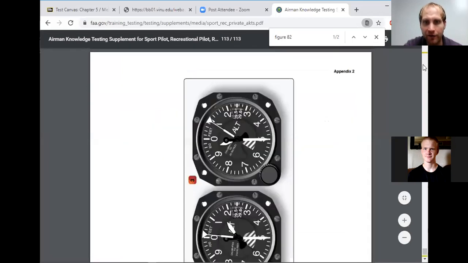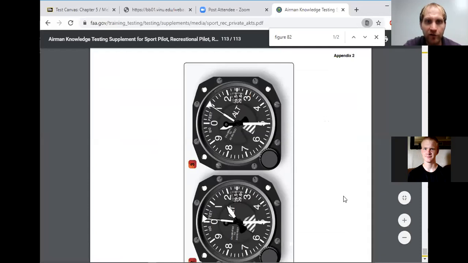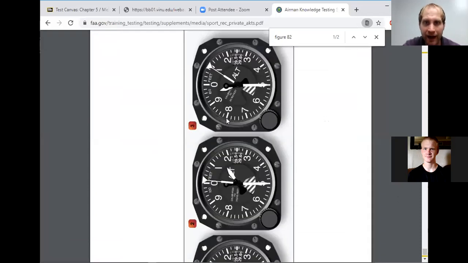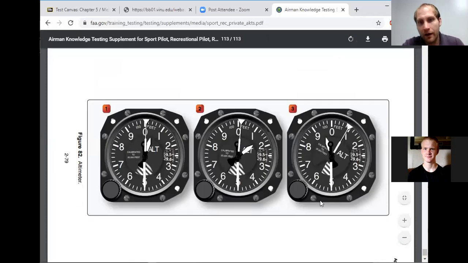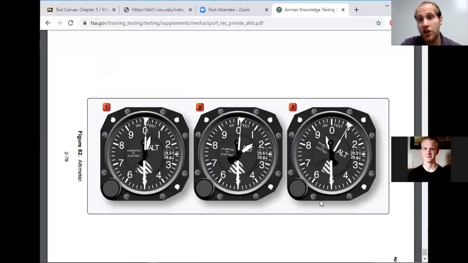All right, so look at this nice looking PDF. And we were supposed to look at altimeter number 3. Man, it's kind of sideways, huh? Do we dare click the rotate button? There we go. So remember we covered this in chapter 2, how to read an altimeter.